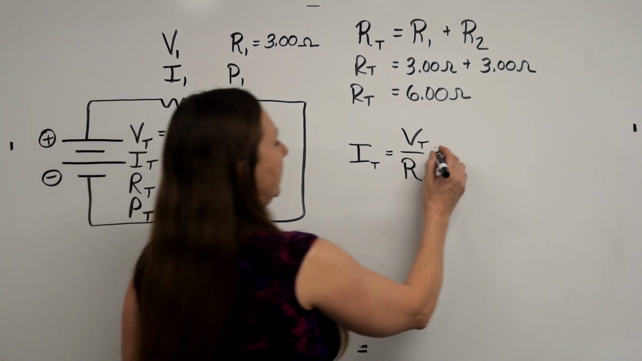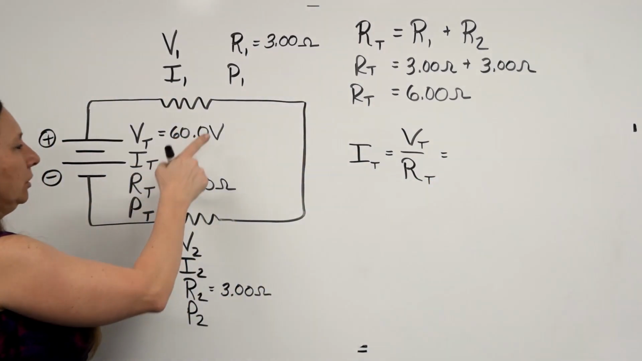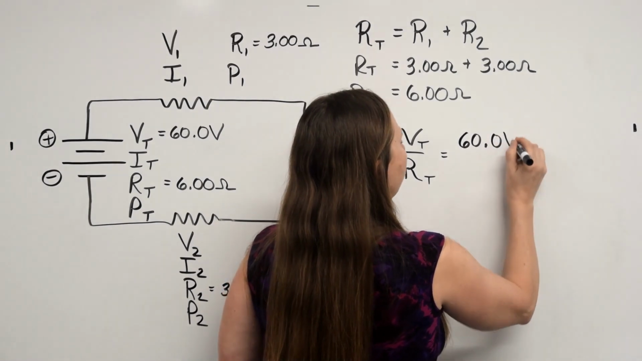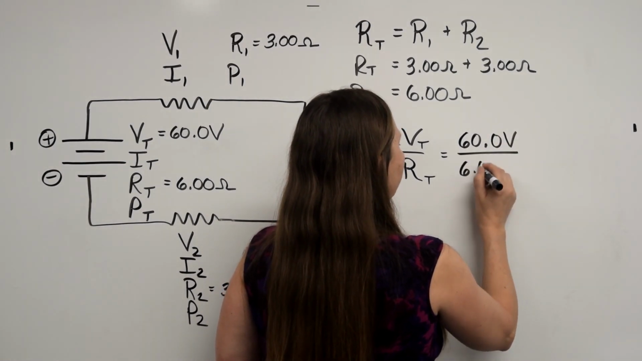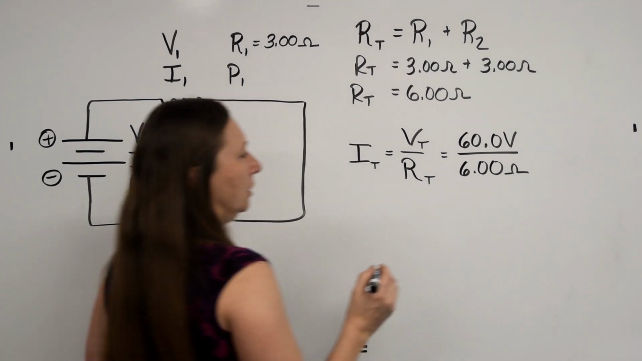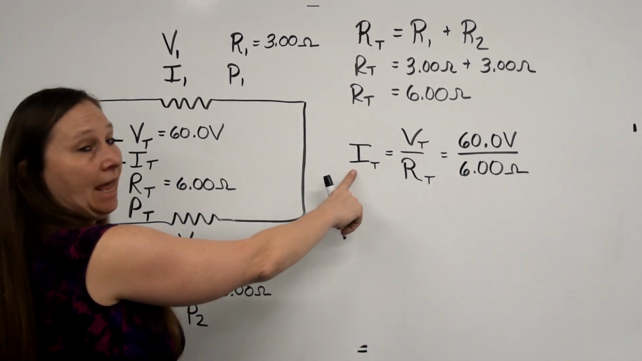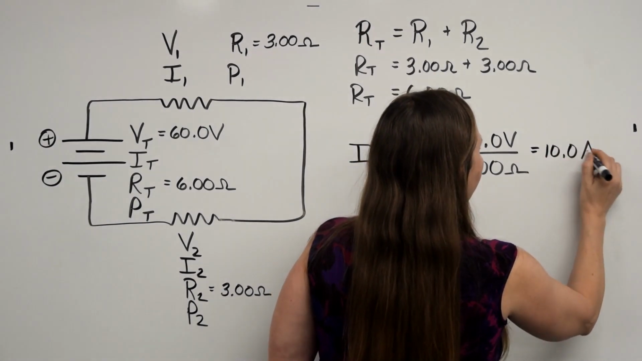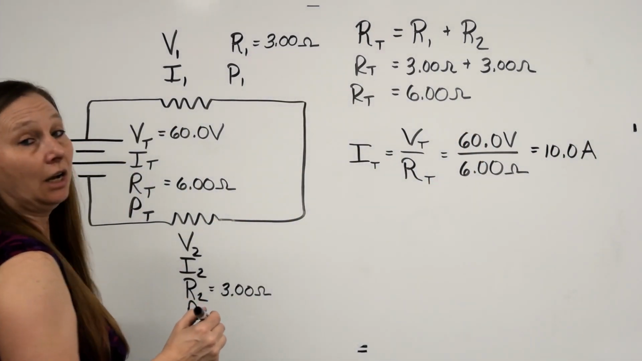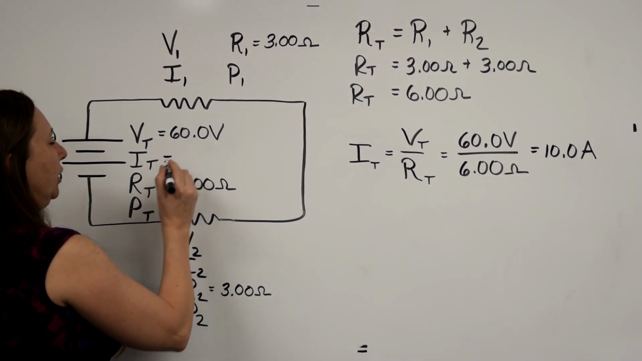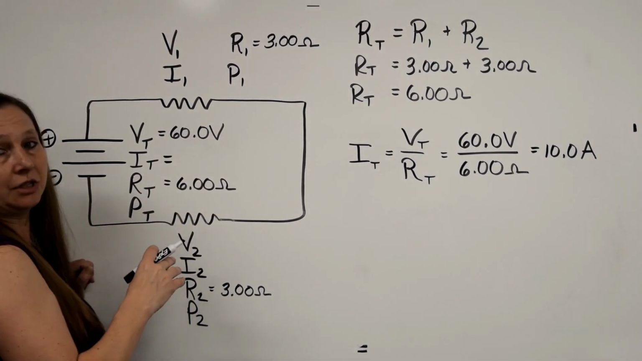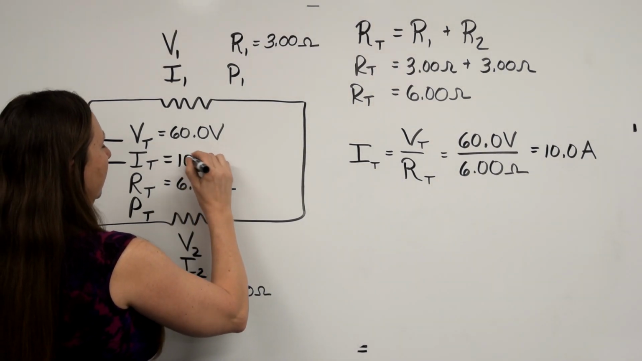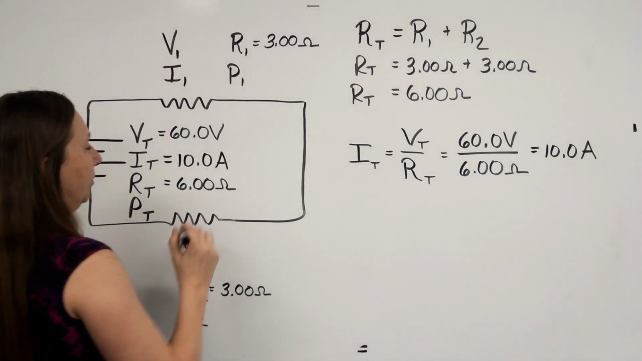So we're going to plug in V total 60 volts, R total 6 ohms, 60 volts over 6 ohms, and that's going to be 10 amps. So there's your current. That's a lot of current. We're just trying to use numbers that are going to make this easy, not necessarily terribly realistic. So I total is 10 amps.